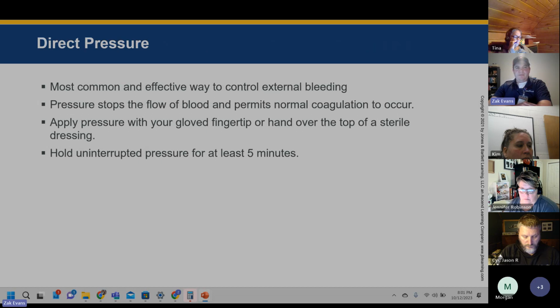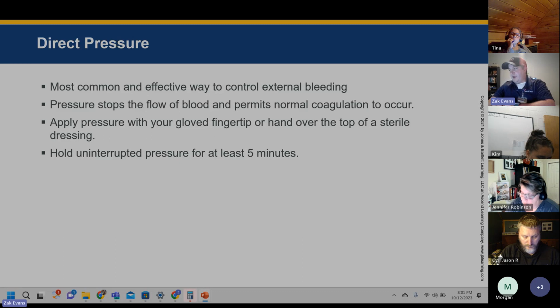This is the most common and effective way to control external bleeding. Pressure stops the flow of blood and permits normal coagulation to occur. You're going to apply direct pressure with your gloved fingertip and hand over the top of a sterile dressing. You want to hold uninterrupted pressure for at least 5 minutes. I'm going to hold it for a long time because I don't want it to start bleeding and have to start all over again.